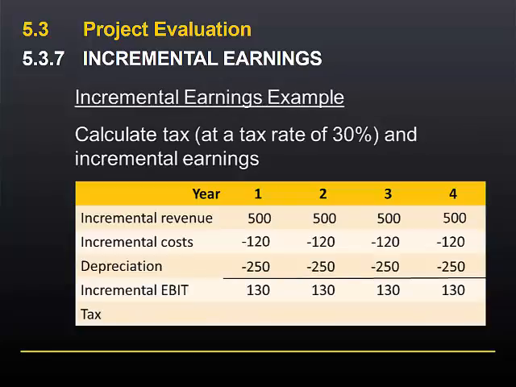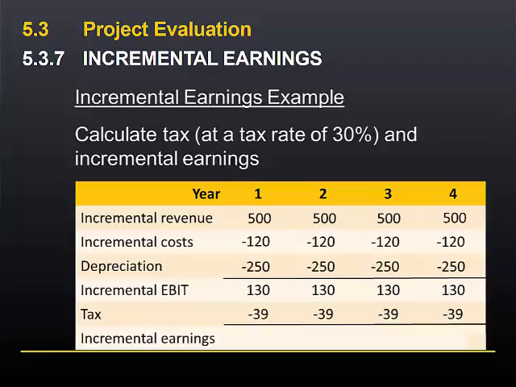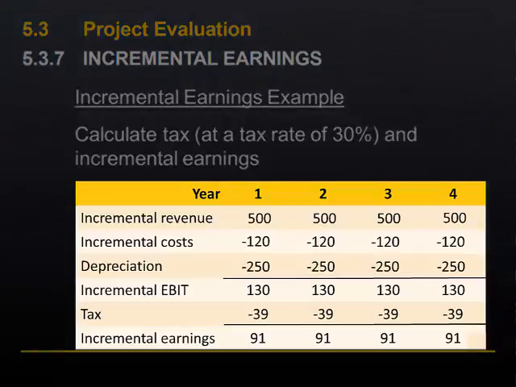In order to calculate total earnings, we need to adjust the EBIT for tax. If the tax rate is 30% and the incremental EBIT per year is $130, then the tax is equal to 30% of $130, or $39. We can now calculate incremental earnings by deducting tax from incremental EBIT, and we get incremental earnings of $91 per year.